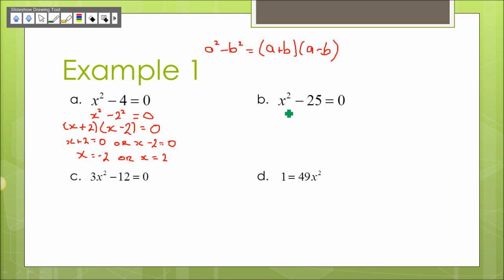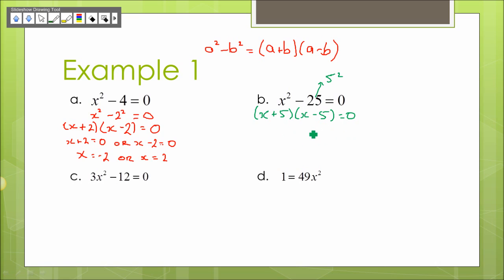So here we go, x squared minus 25. What's the square number of 25? What number squared gives us an answer of 25? Well, it has to be 5 squared. So that means when this gets factorized, it's going to be x plus 5, x minus 5, and that still equals 0.